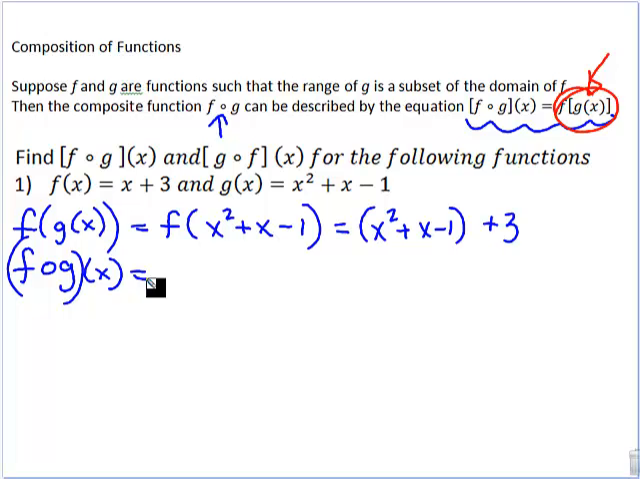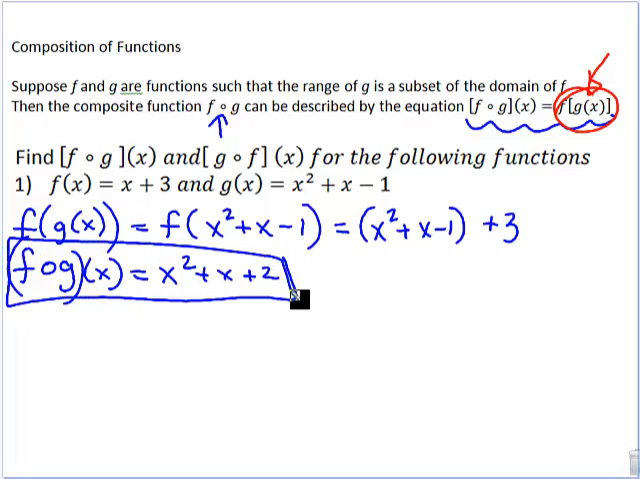The minus 1 plus 3, right? Those are like terms that we can add together. So our f of g, our composition of functions this way, would be x squared plus x plus 2. So we took our g of x function, the x squared plus x minus 1, and we substituted it in for our x value in our f function.